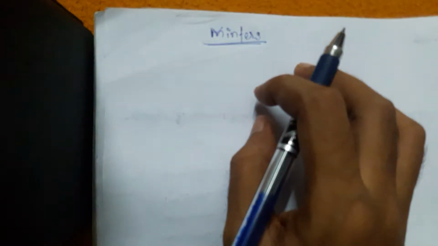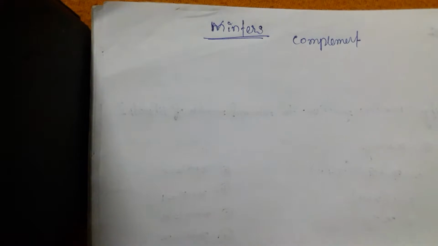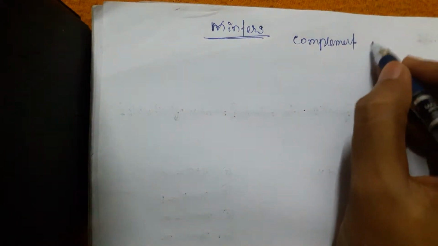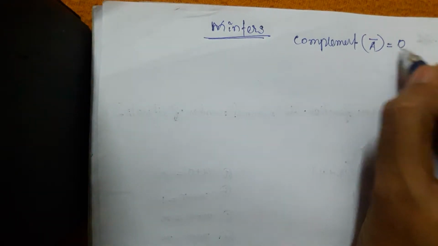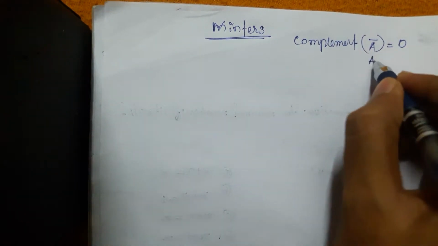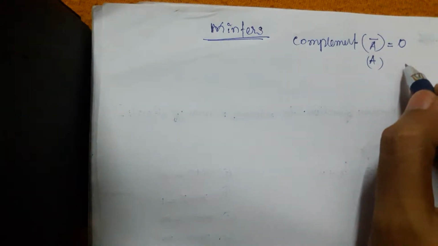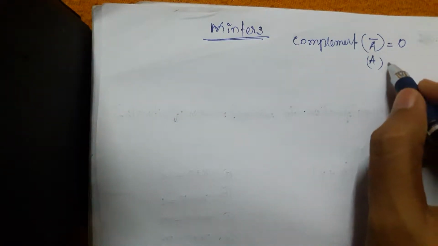Today we are going to discuss the term called min terms. In min terms, let's take the complement of a, which is represented by a bar or a prime. We consider the complement as 0, and a is considered as 1.